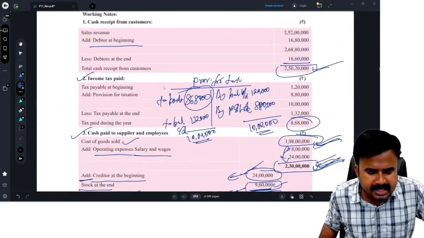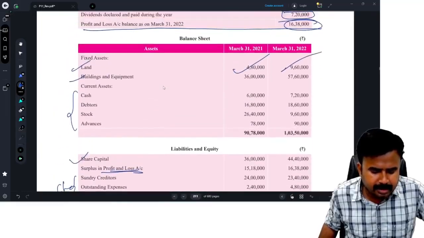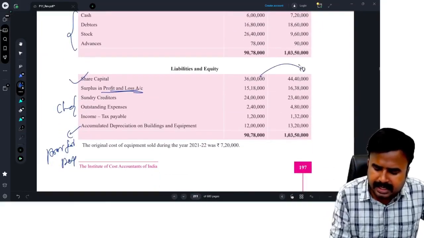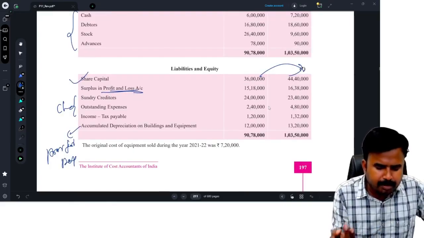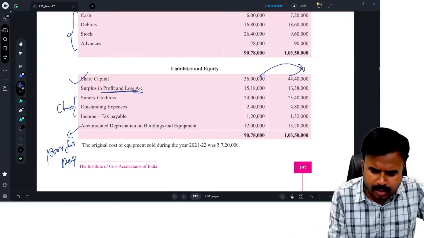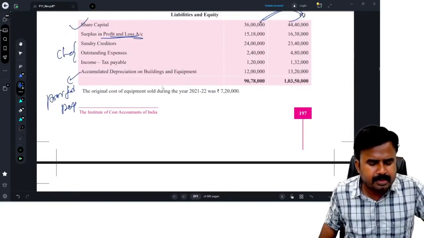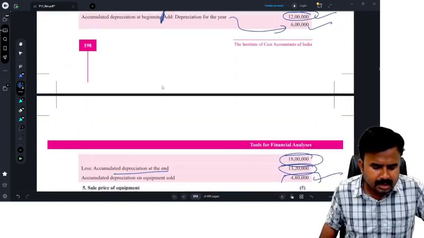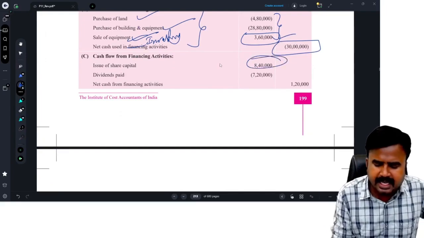Now cash flows from financing activities. Look at the liability side of the balance sheet. The liability side is clearly showing that share capital has increased. That's an issue of share capital. Along with that, we don't have any long-term borrowings or other adjustments given here. We have only one transaction, issue of share capital. Then dividend payments and interest payments must be considered here if you have any debt balance. Okay. Now look at the transaction. Issue of share capital, the difference is 8,40,000.